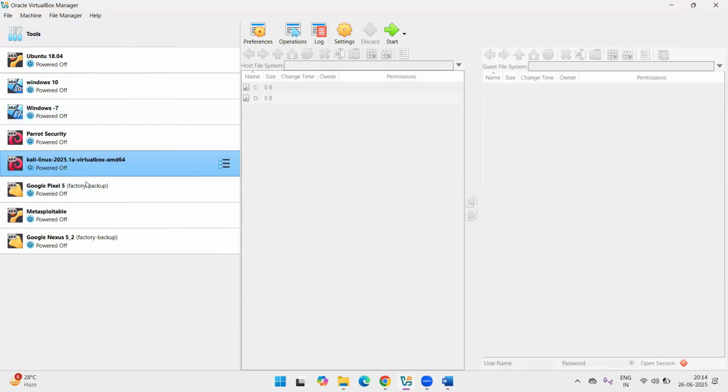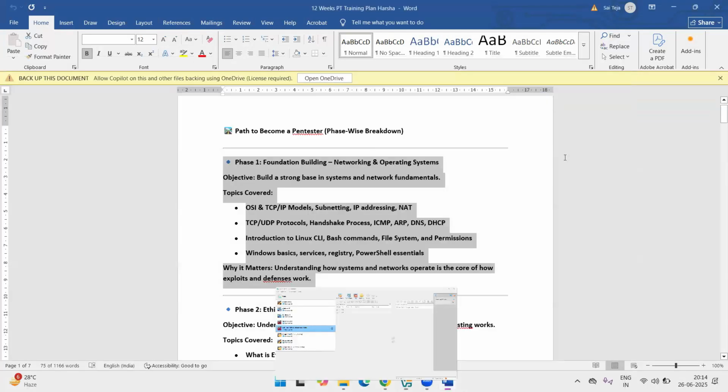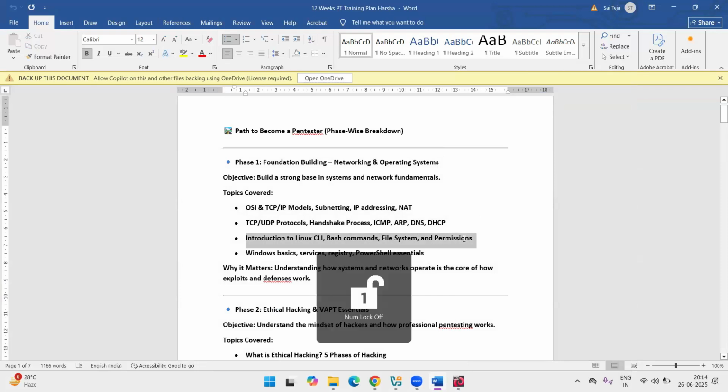You can see my VMs over here, right? Here we are going to use this Kali Linux operating system, which is meant for security people. It has all the tools pre-installed. When using Kali Linux, we have to know how to use bash commands, how to manage the file system, permissions, and the basic operations, right? So here we'll spend a few days getting a good understanding of these basics.